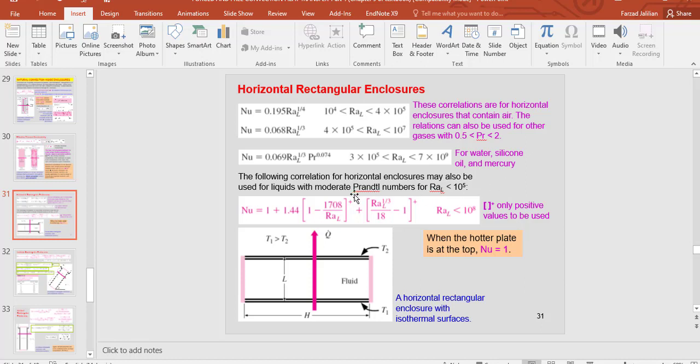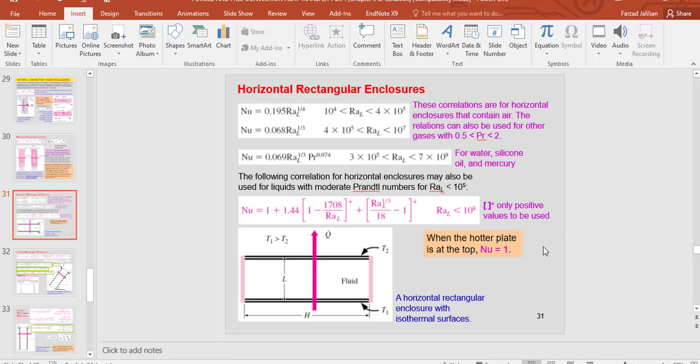And also, this equation, which is a general equation, we should use when the Prandtl number is a moderate Prandtl number. Actually, moderate Prandtl number means the Prandtl number is not very high, not very low. Then we can use this equation to find the Nusselt number for different fluids or different liquids actually, when their Rayleigh number is lower than 10 to the power 5.